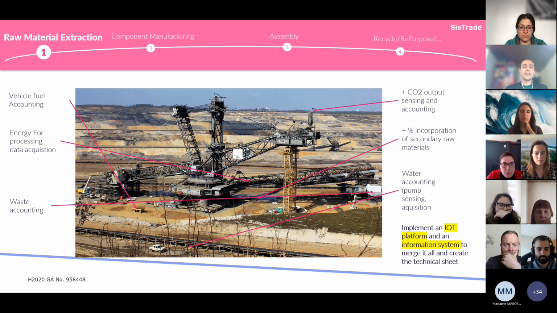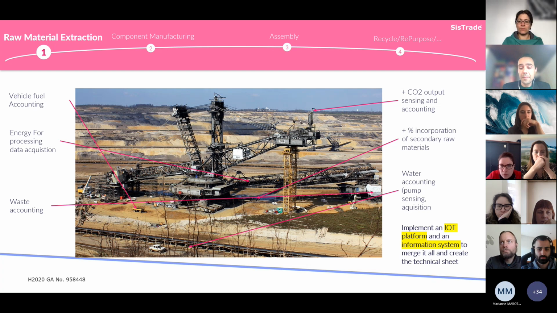So imagine that we are in a real raw material extraction site like this one. There are many things that we have to take into account, and some of them are quite simple. For example, we have to account for vehicle fuel and its composition and emissions, the energy for processing and extraction, the waste accounting. We have to put sensors on the CO2 chimneys, for example, to know how much CO2 we are producing, what is the percentage of incorporation of secondary raw materials if we are doing it, how much water and other type of resources we are consuming.